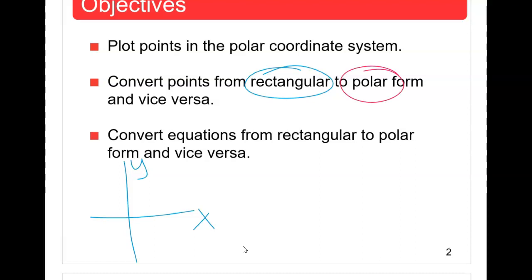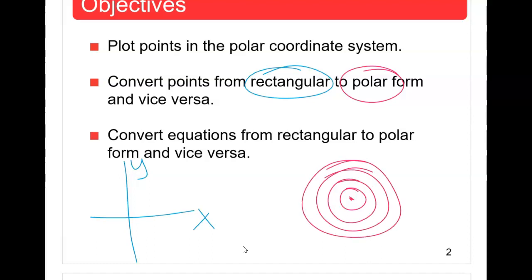Now with polar, we will have a center, which is actually called the pole, and then we will have concentric circles, meaning with the same center. And from there, we are going to be graphing things. It's going to be a little different. That should be exactly at the center. In the rectangular coordinate system, we refer to that as the origin. So right here, it's considered the pole.